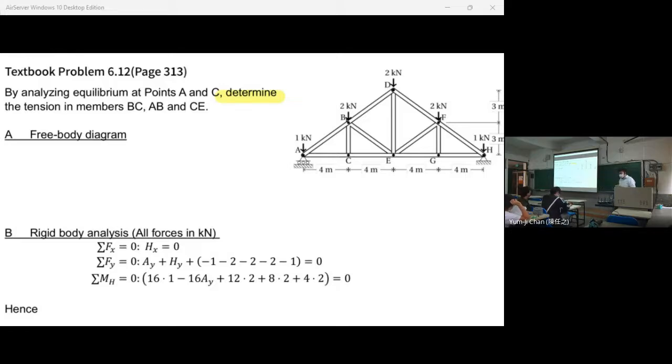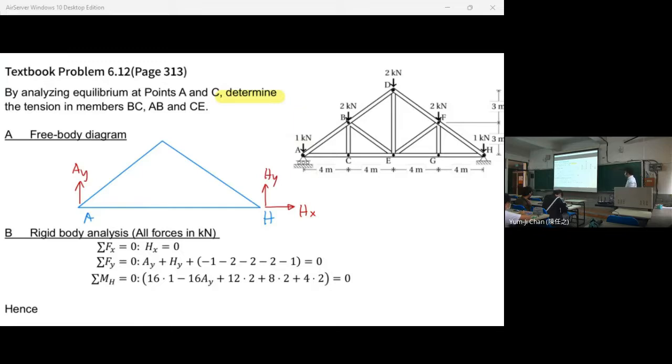The structure looks like this, and we first draw the free body diagram of A to H. So we have point A and point H. Because we have a roller joint here, we have AY here, and at point H we have HX and HY. I hope this is clear to you.